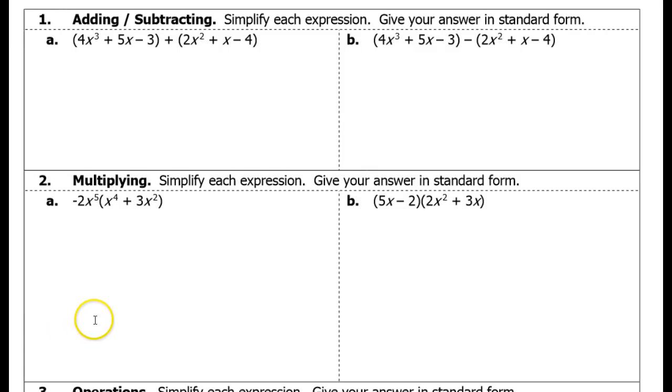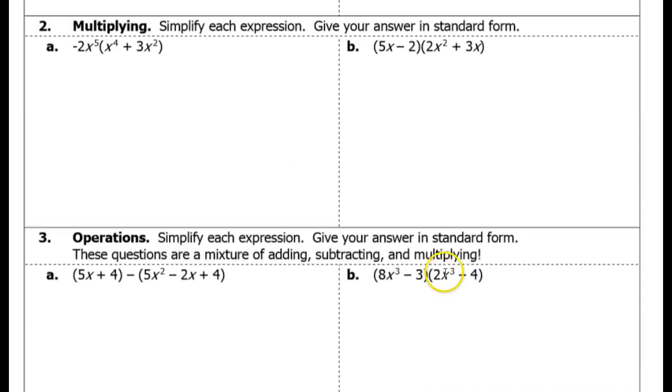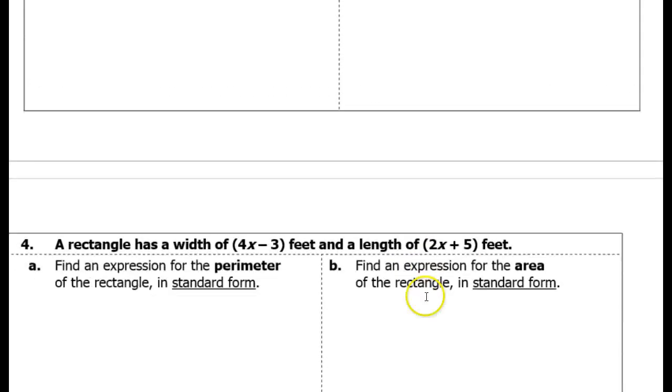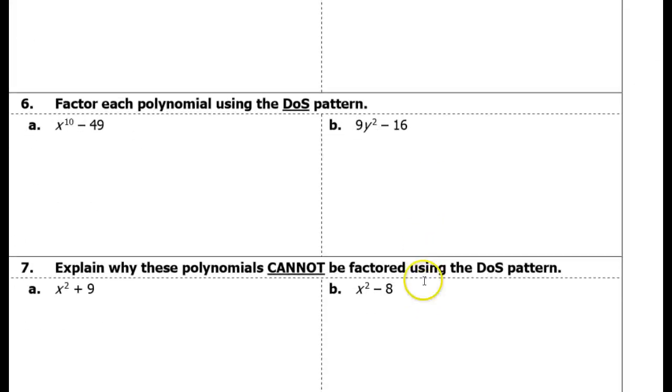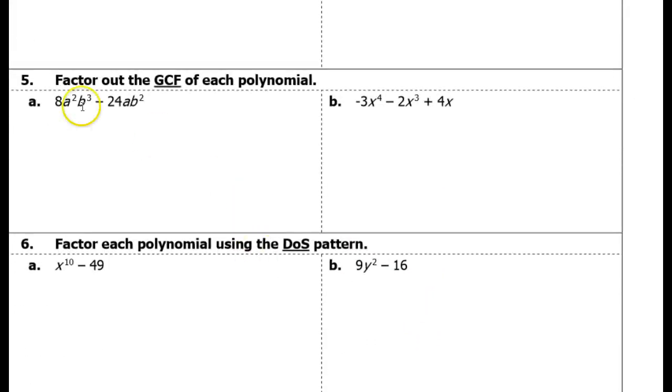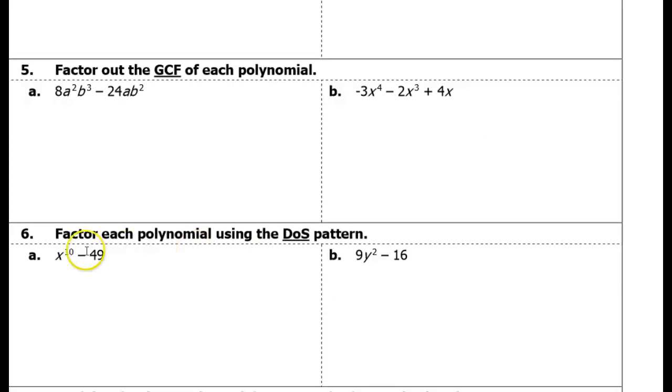In this video, I will show you how to do some basic polynomial operations. We will add, subtract, and multiply, as well as get into some basic factoring. We'll start off with factoring out the GCF, and then we'll talk about the difference of squares pattern.